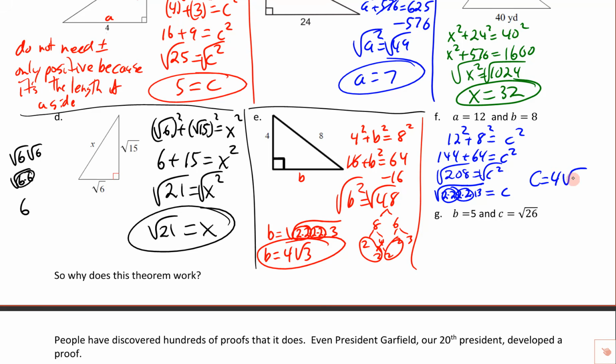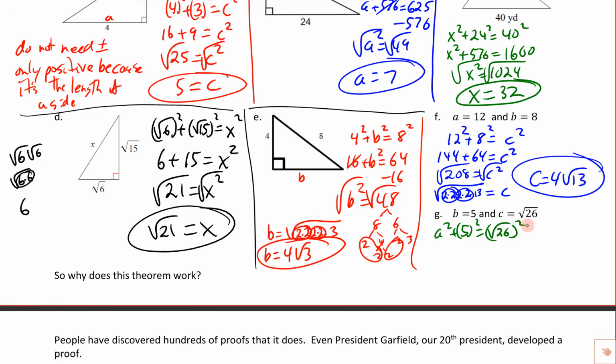We end up with a 4 on the outside and a 13 on the inside. And then we're done with that. Now, as ugly as this last one looks, I want you to take a look at it. Again, we've got B and we've got C, so what we're missing is a leg. So I'm going to do leg squared plus leg squared equals hypotenuse squared.